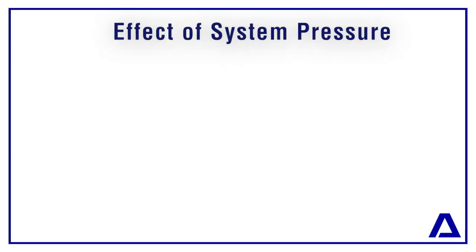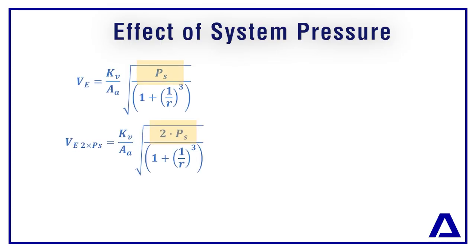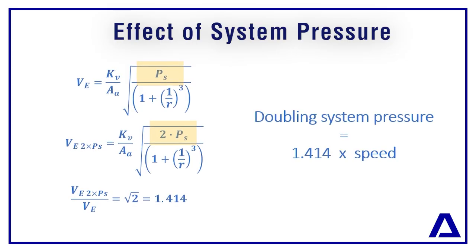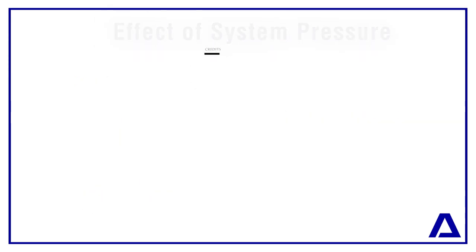With these formulas, we can also look at how system pressure affects velocity. System pressure is inside the square root. That means that if the system pressure is doubled, the velocity increases by the square root of 2, which equals 1.414. This information should help you better understand the workings of a servo-hydraulic motion system so that you can design a system that meets your requirements.